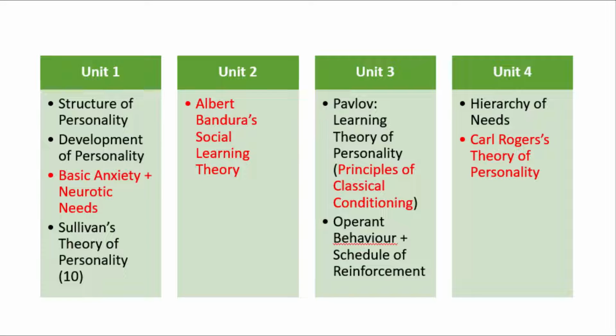And from that unit there is one more topic, which is operant behavior and schedule of reinforcement. This will also come as a 6-mark question. Now going further with Unit 4, hierarchy of needs and Carl Rogers' theory of personality. This Carl Rogers' theory of personality is a repeated question from many of the question papers, so give importance to that question. Now let's look into the short answers.